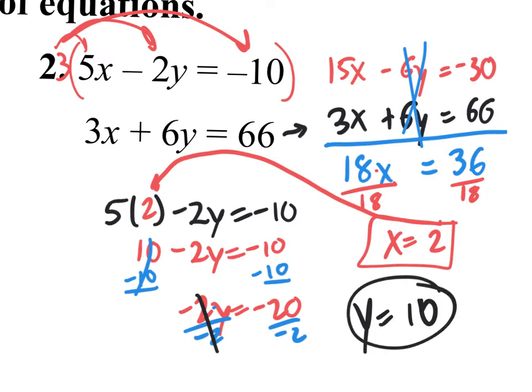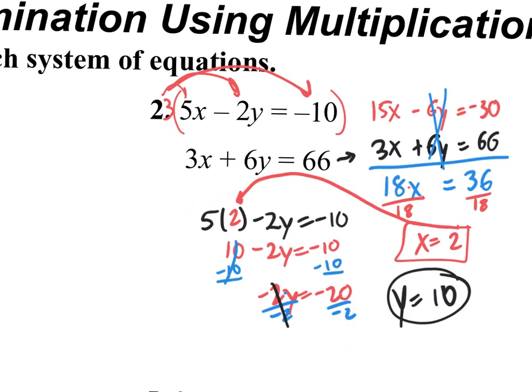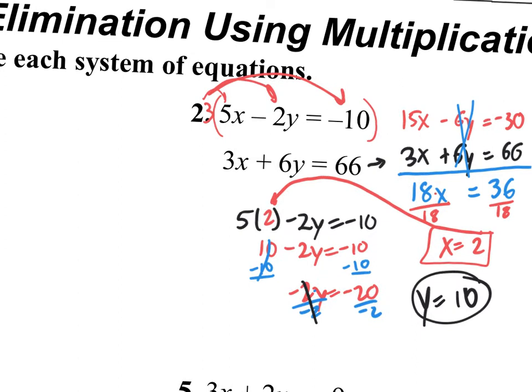So our answer, written as a coordinate, because on the past test Friday, and on this test Friday, we're going to have to type it in as a coordinate format. So your x value goes first, your y value goes second, and there's your answer, 2, 10.